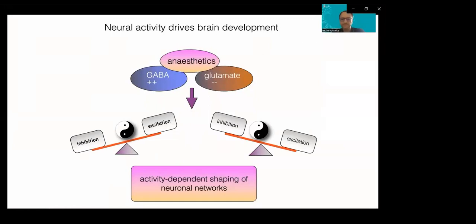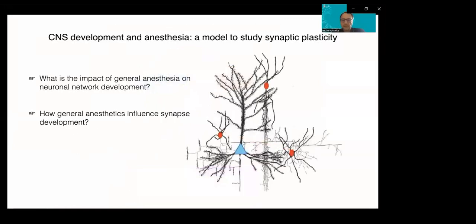Now, in light of all this, I think it's not an overstatement to say that CNS development and anesthesia, exposing the developing central nervous system to anesthetics, is an excellent model to study synaptic plasticity. The questions we can ask: what's the impact of general anesthesia on neuronal network development? Most specifically, and it's something I was particularly interested in over the past decades, how general anesthetics can influence synaptic development.